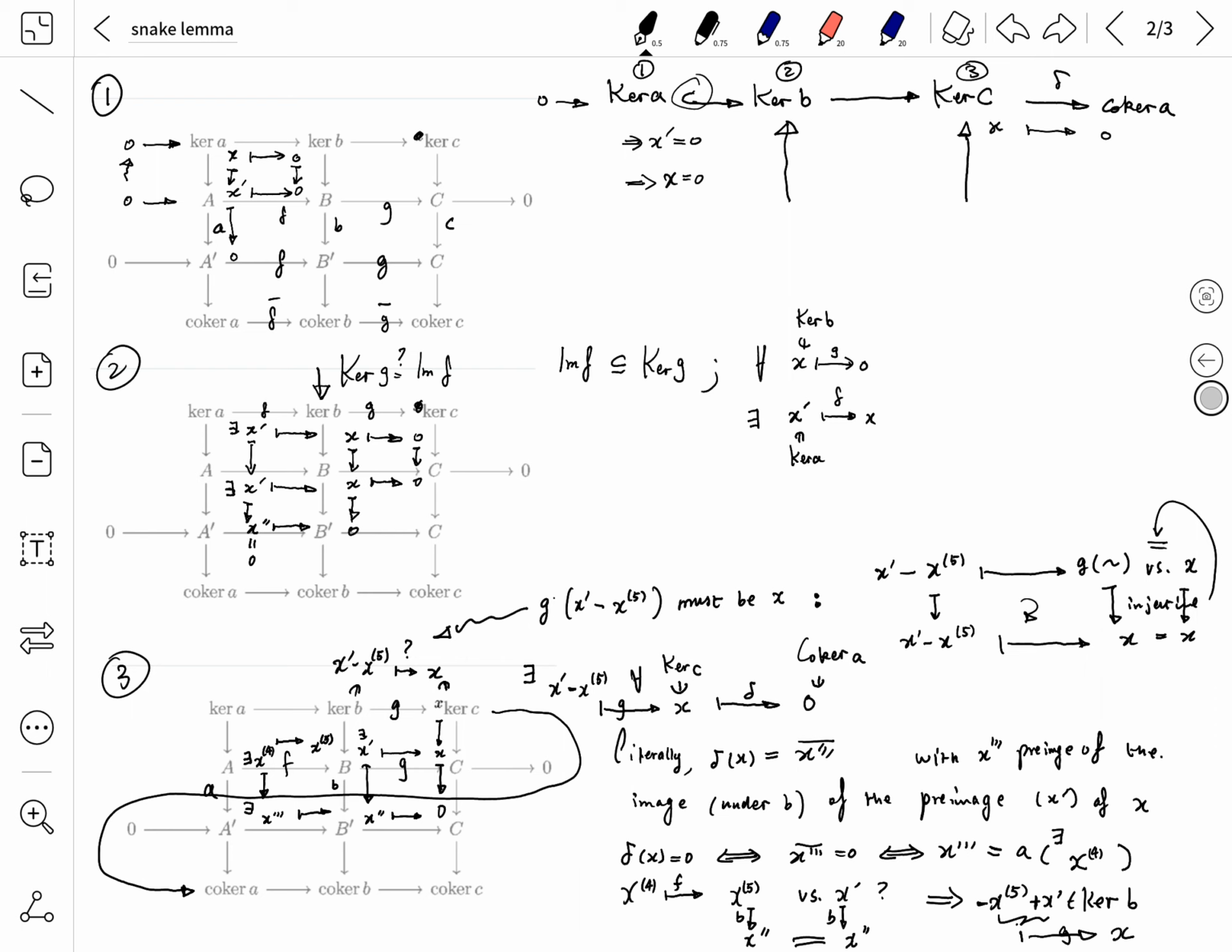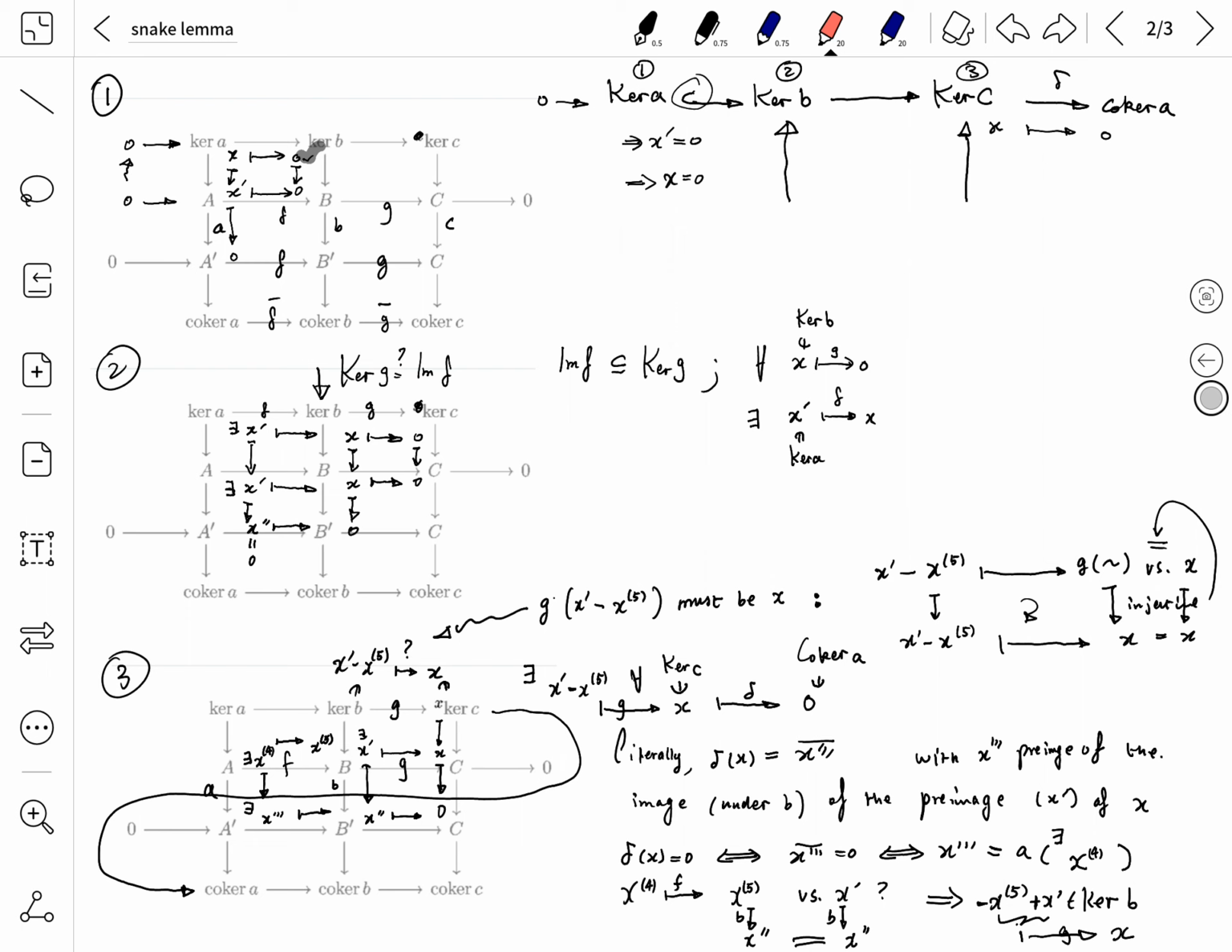Let's check first this first position. The map from kernel A to kernel B will be injective if your map from big A to big B is injective. So how do we check that? Check by definition. Suppose you have an element small x in kernel A which is mapped to 0. Then we want to show that it is already 0, and so this is injective.